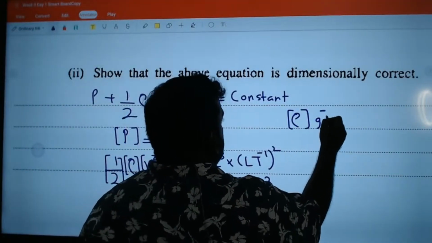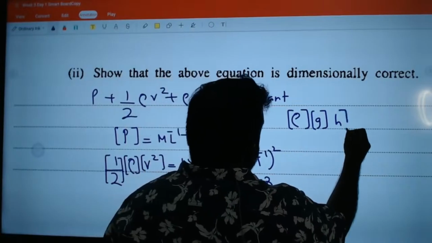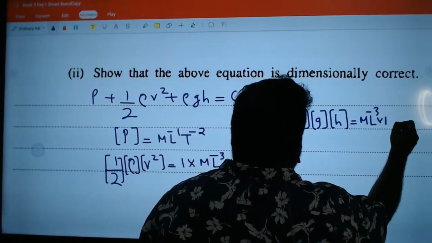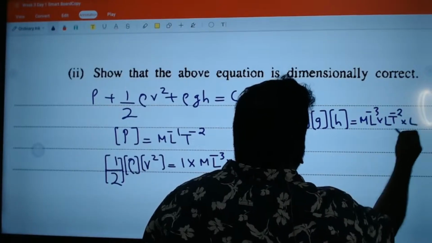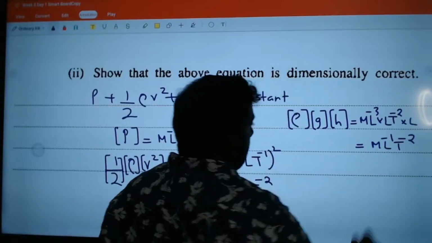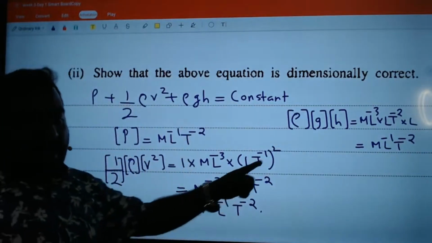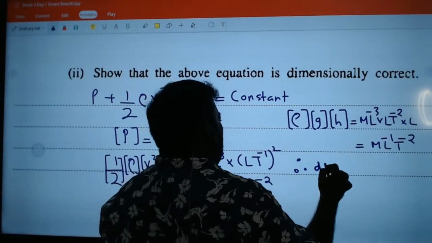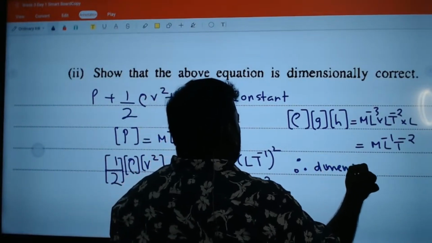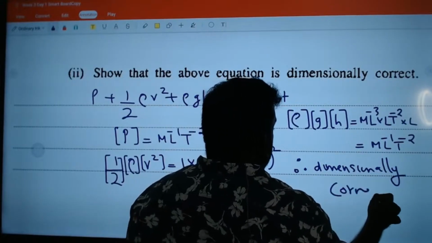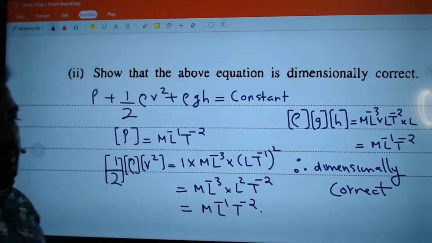Rho g h: rho is ML minus 3, g is LT minus 2, into L. That gives ML minus 1 T minus 2. All have dimensions of pressure. Therefore, dimensionally correct.